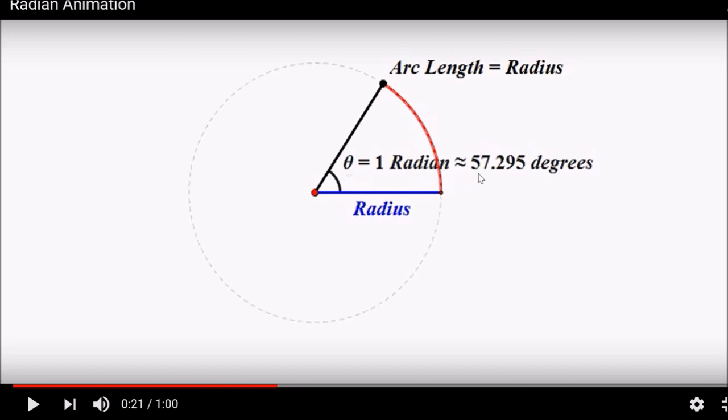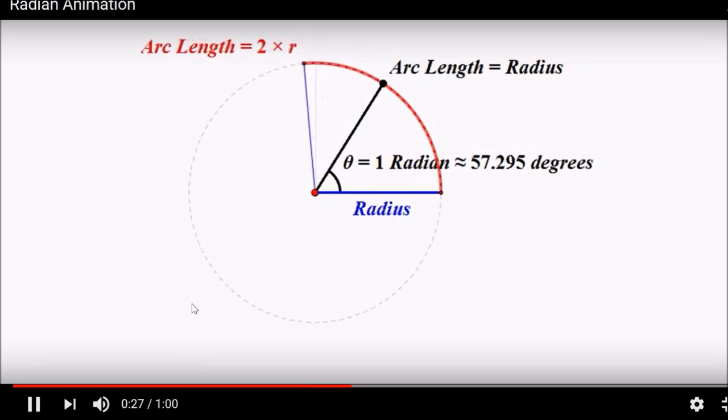Now, it turns out that it ends up being about 57.295 degrees. You don't have to necessarily know that, okay? And because it's an approximation, we're actually not going to use that in our calculations. Okay, I'm going to let the animation run a little bit further so you can see how this fits around a circle.